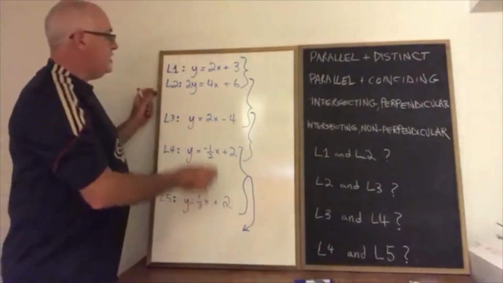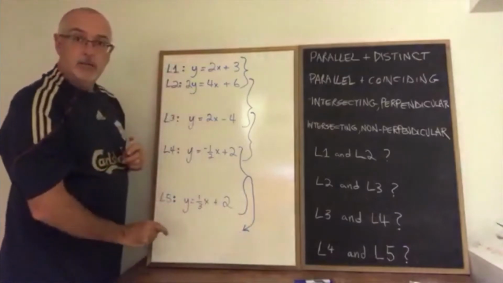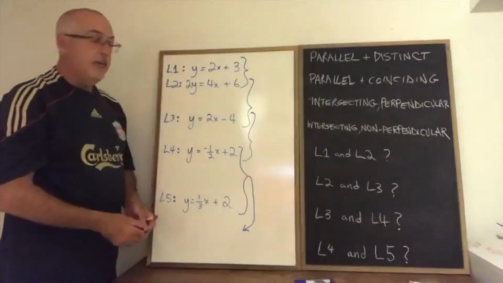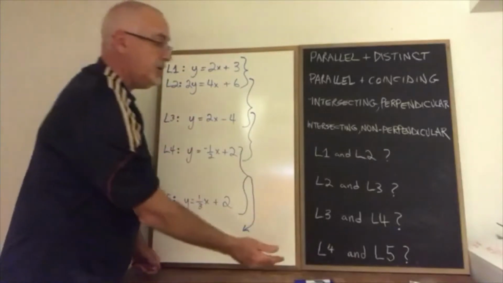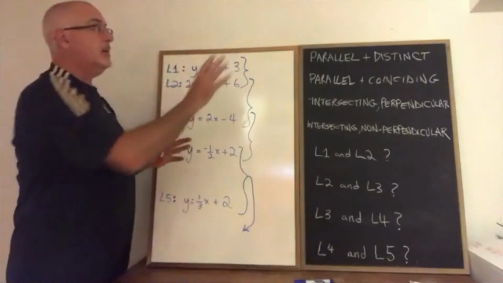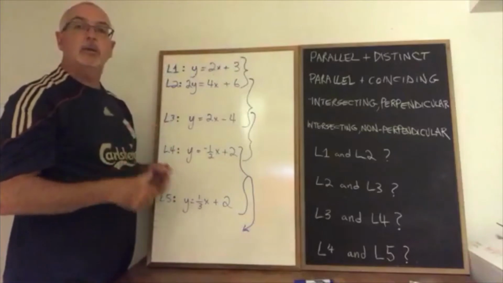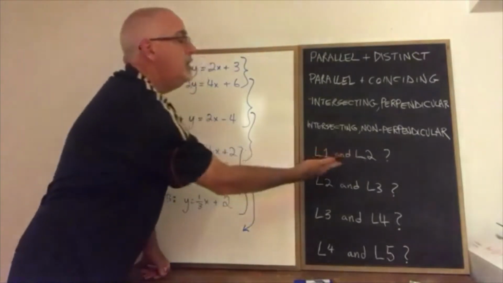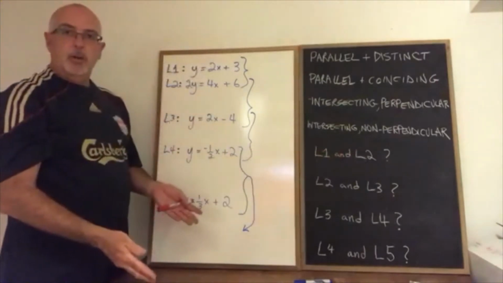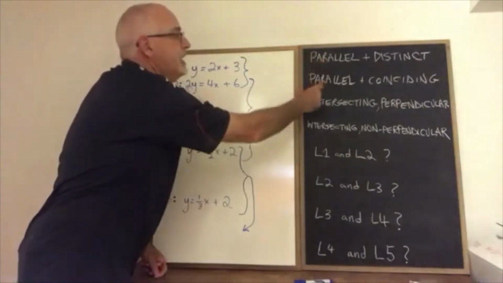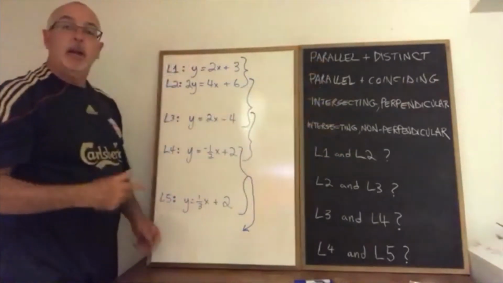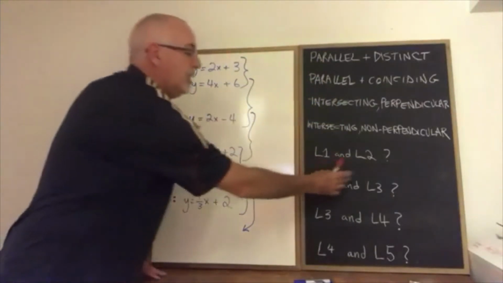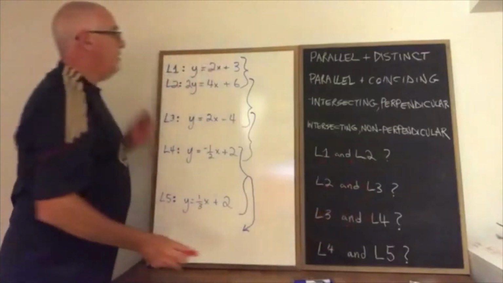And what I've done here is I've made 5 lines called line 1, line 2, line 3, line 4, line 5. And I'm asking 4 questions. Because you don't ask this question about a single line. You always have to have 2 lines when you're talking about it. So line 1 and line 2, what is the relationship between those two? Which of these relationships do they have? And how do I show that that's the relationship? And then line 2, line 3, line 3, line 4, line 4, and line 5.